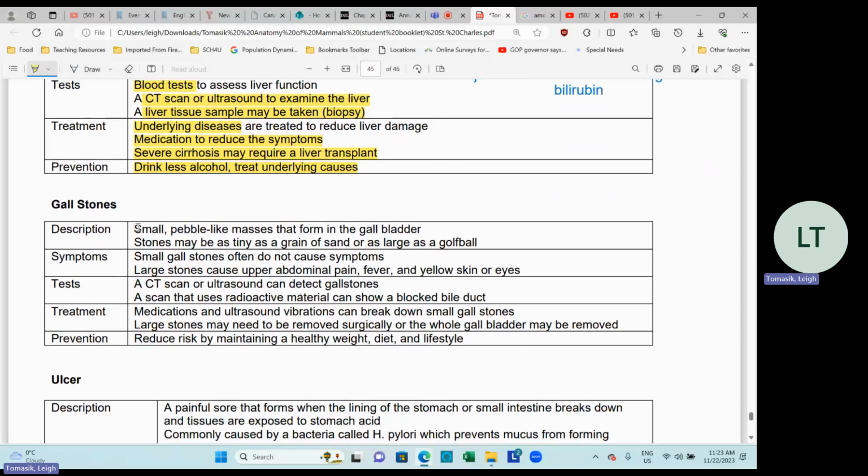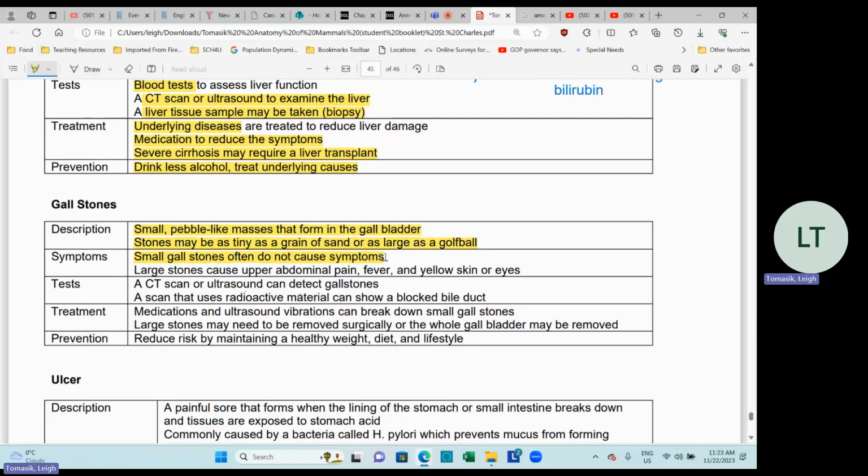Gallstones are small pebble-like masses that are found in the gallbladder. Remember, the gallbladder holds your bile. The stones may be as tiny as a grain of sand or as large as a golf ball. Small gallstones often don't cause symptoms, so you may have gallstones in your gallbladder right now and not know it.